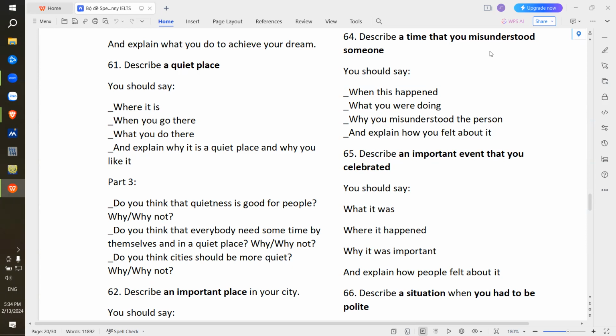And then part 3 is related to that. Do you think that quietness is good for people? Anh chị có nghĩ rằng sự yên tĩnh là tốt cho con người ta không? Think about what people can do when it's quiet. Can people concentrate better? Can people be more productive when it's quiet? Is there any distraction, sao nhãng, that can be caused or that can interfere with their work?